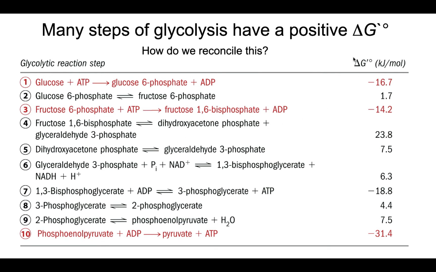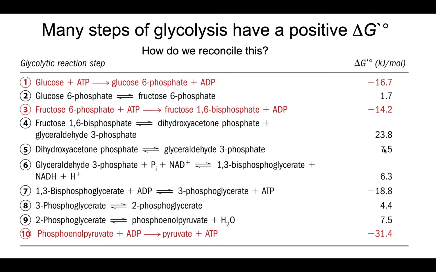But if we take a look at the standard delta G of each one of these reactions, sure enough, there are some that are exergonic. They have a negative delta G. But look at all of these. Even this one here, positive 23.8. All of these reactions that have a positive delta G are not exergonic. They are actually endergonic. They go in the reverse direction of the direction that we want.